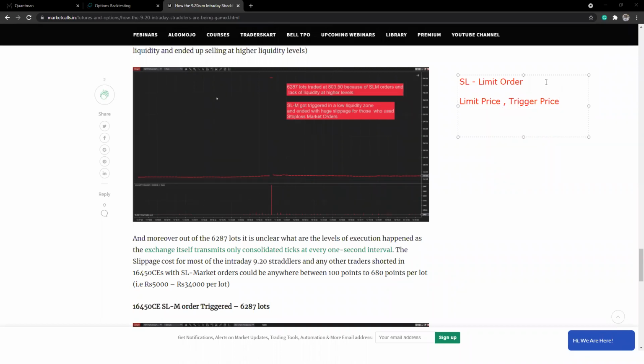Next one is the SL limit order. As I said, it is not only a limit order; sometimes it is a market order.